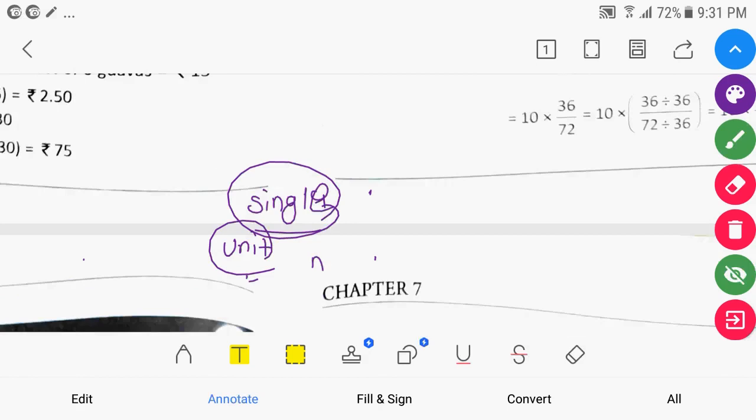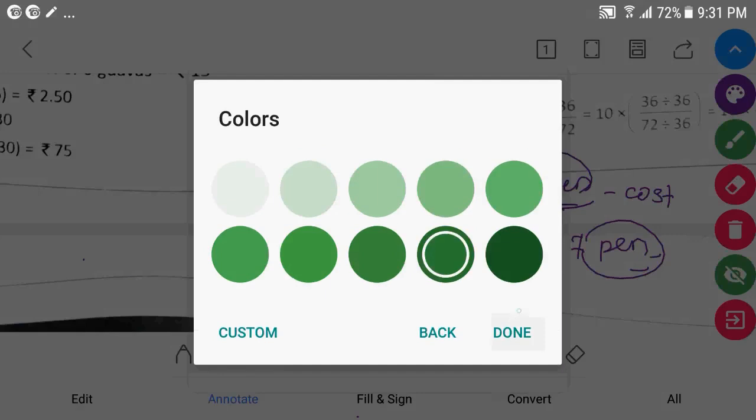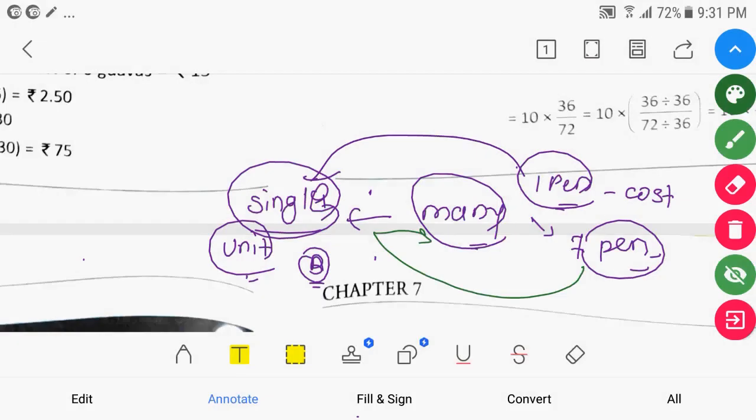Either it is the number of items in one box or one thing, and we have to calculate for many. For example, if we know the cost of one pen and we have to find the cost of 7 such pens. So this is a single and 7 pens are the many. So from single we go to the many, and also we'll do vice versa here. From many we'll move to single.